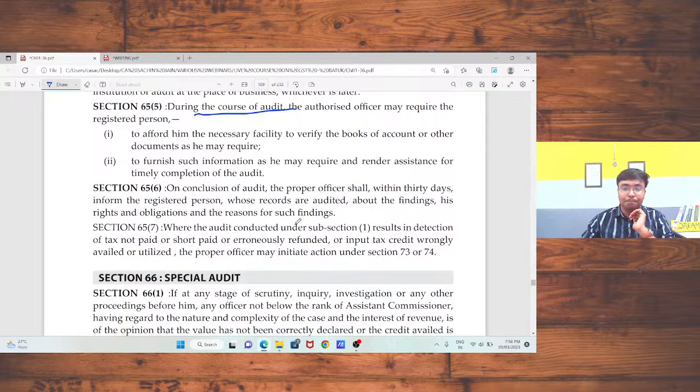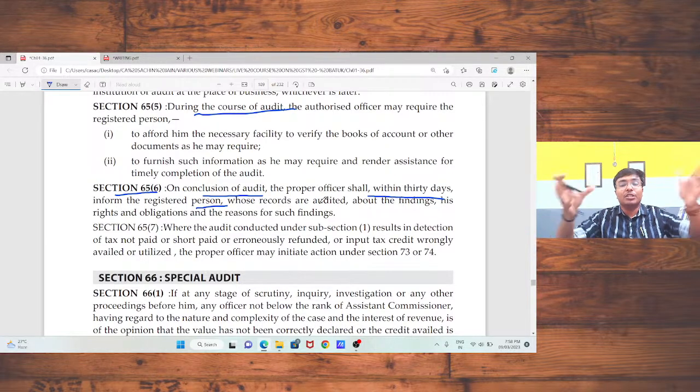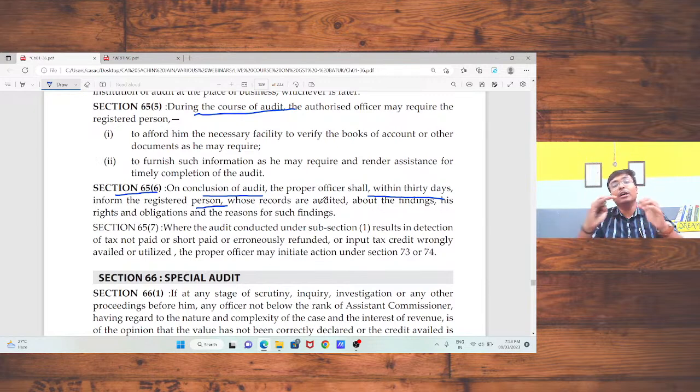Okay sir, now section 65 subsection 6: on the conclusion of audit, the proper officer shall, within 30 days, inform the registered person of all the findings. The departmental authority has to tell all the findings of the audit to the taxpayer within 30 days from the completion of the audit. Okay, or if from that audit anything is found, such as an excess claim of input tax credit or wrongly availed refund, or a less payment of output tax, in that case proceedings under section 73 or 74 will be started by the departmental authority.